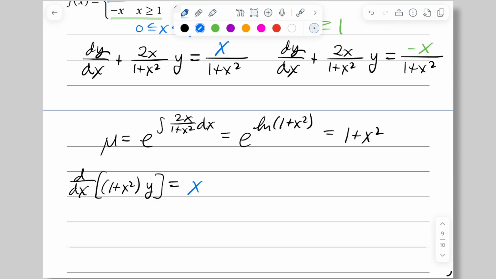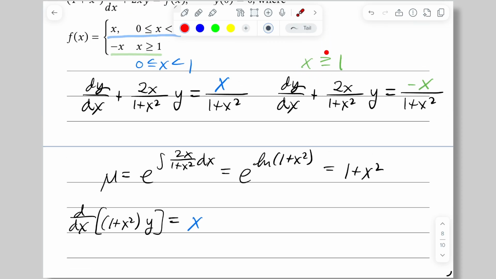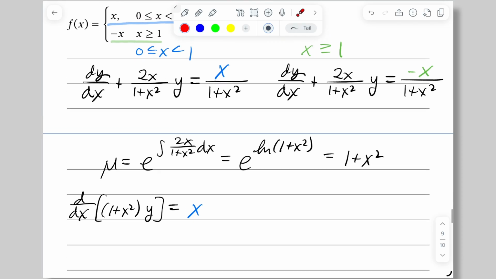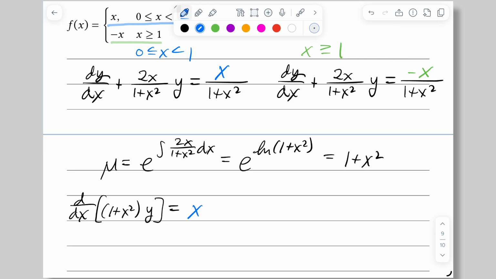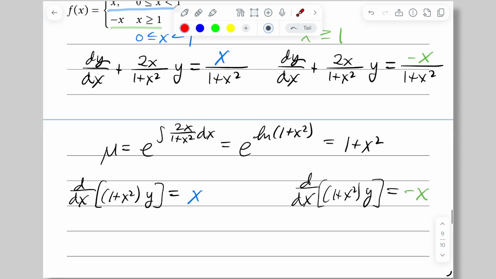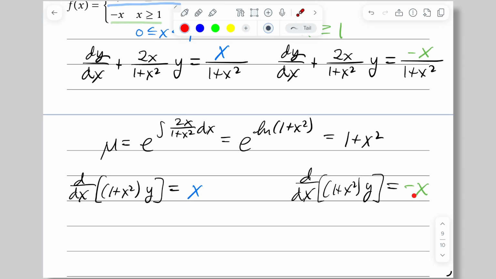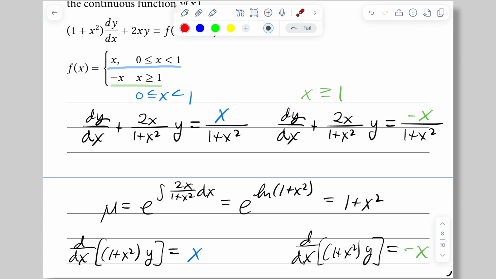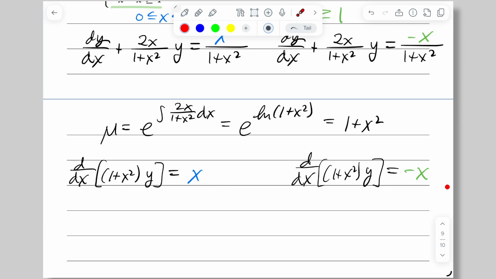In the case of the second portion of the interval, where x is greater than or equal to 1, the right-hand side is negative x, everything about the left-hand side is the same, the derivative with respect to x of (1 plus x squared) times y. And then on the right-hand side, we end up with negative x. Now these are only differing by a negative, but there's nothing that says that this has to be the case. These could be drastically different, in which case we would have basically two separate processes on the right-hand side for integrating. Because remember, that's where we're going to go next.